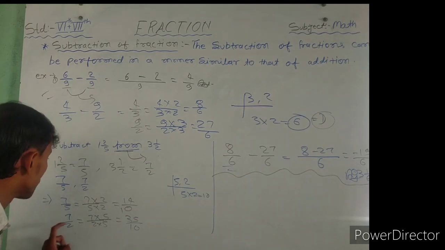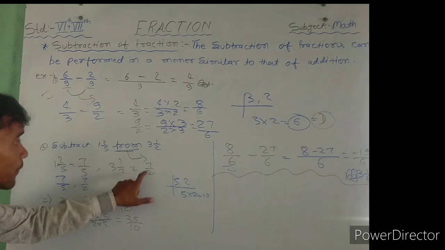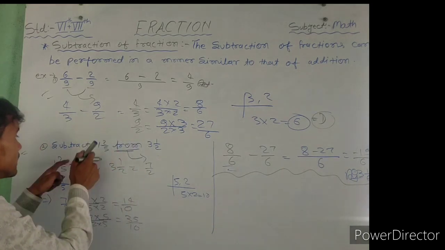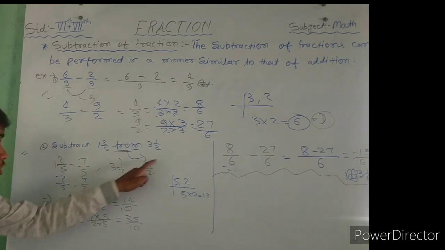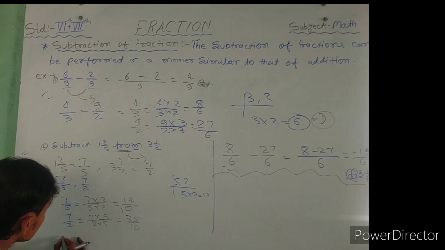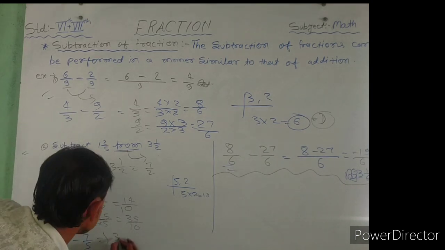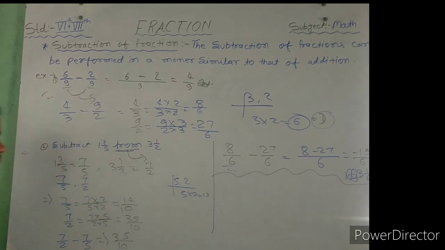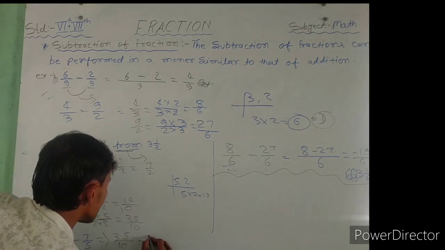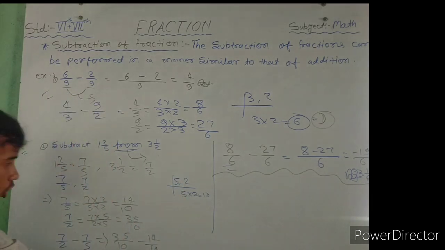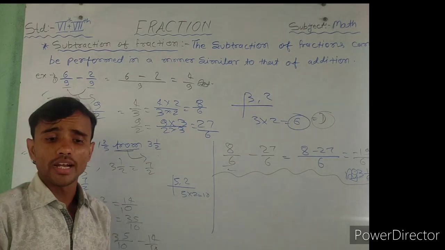So the first number is 7 by 2. It means from that number you subtract. It means 7 by 2 minus 7 by 5. Here you write 7 by 2 minus 7 by 5. So in this form, 7 by 2 is equal to 35 by 10 minus 14 by 10. That's your answer. The question comes in like fractions and that's so easy.